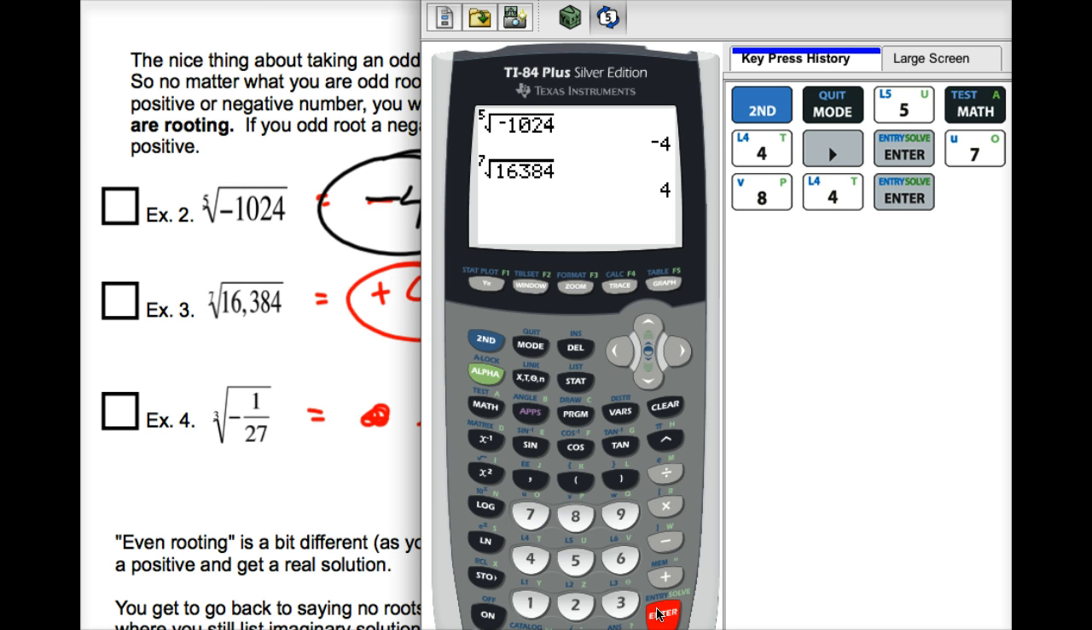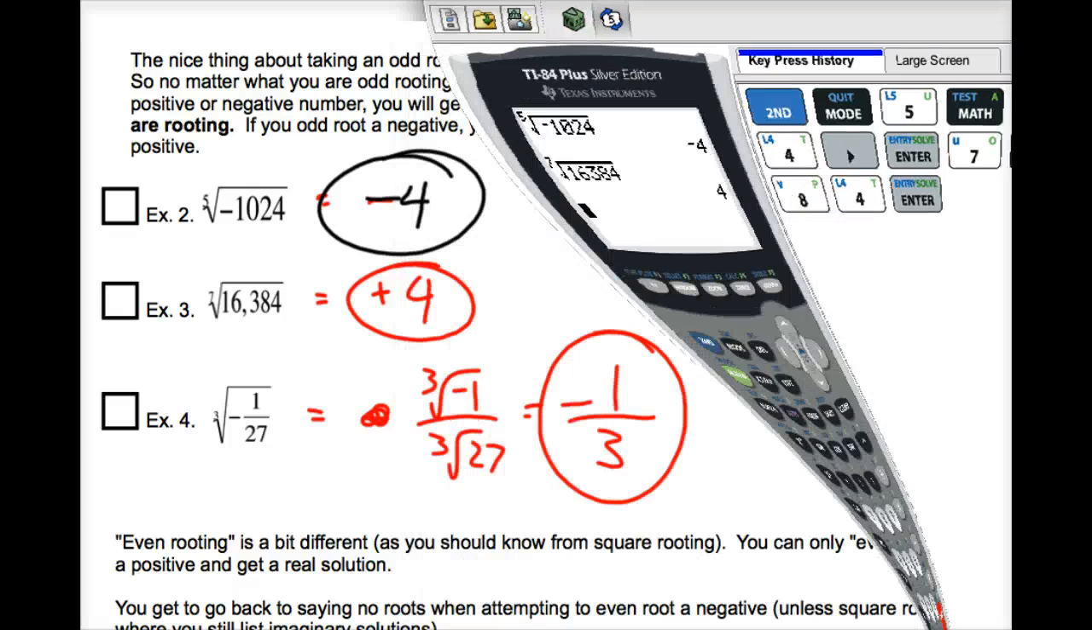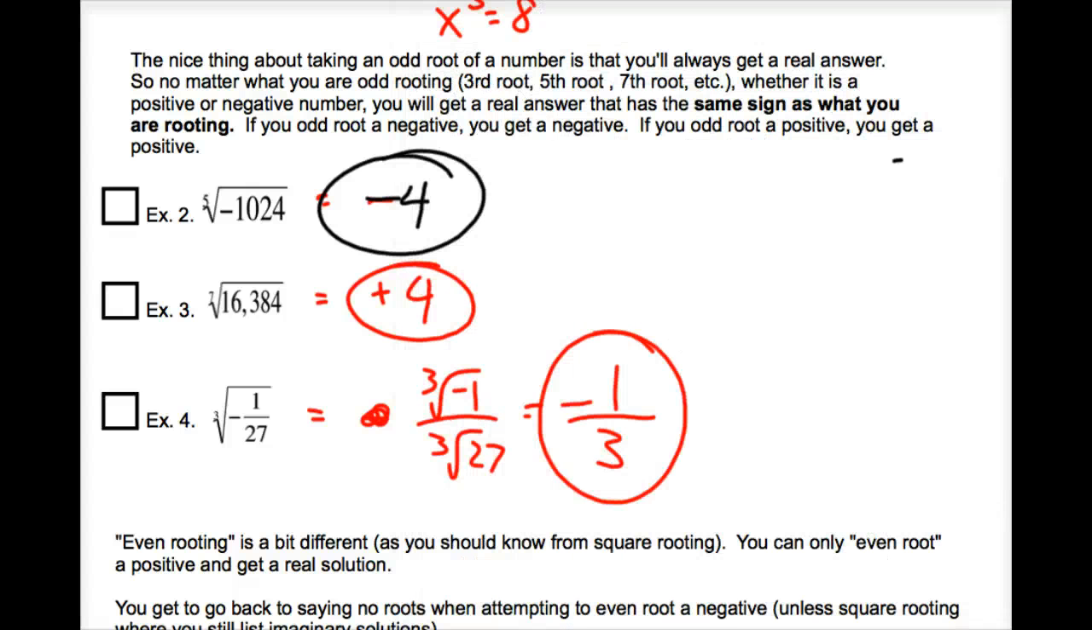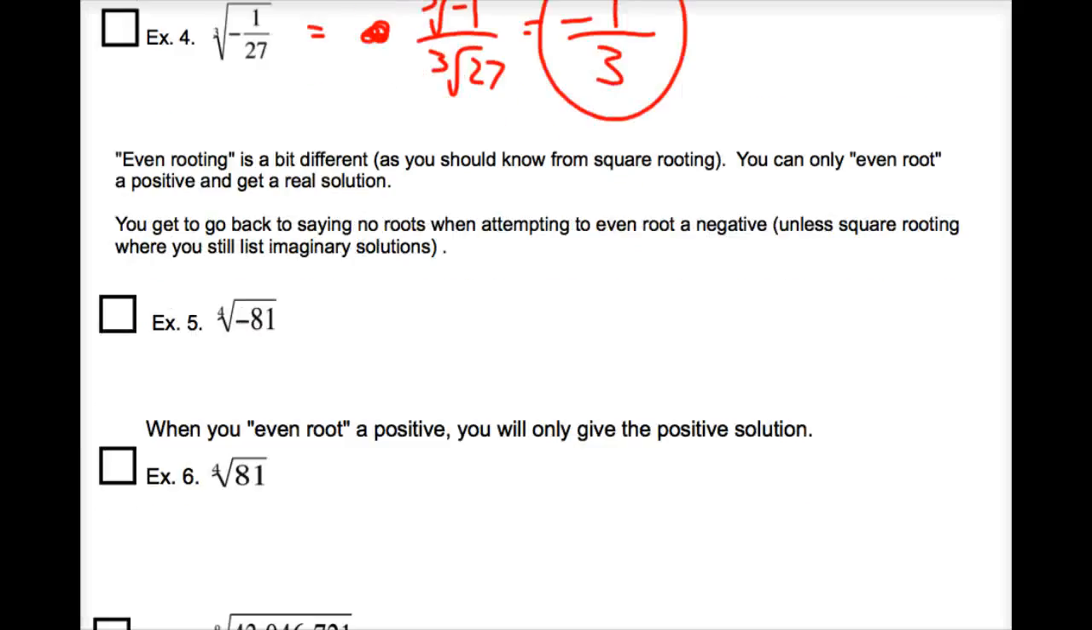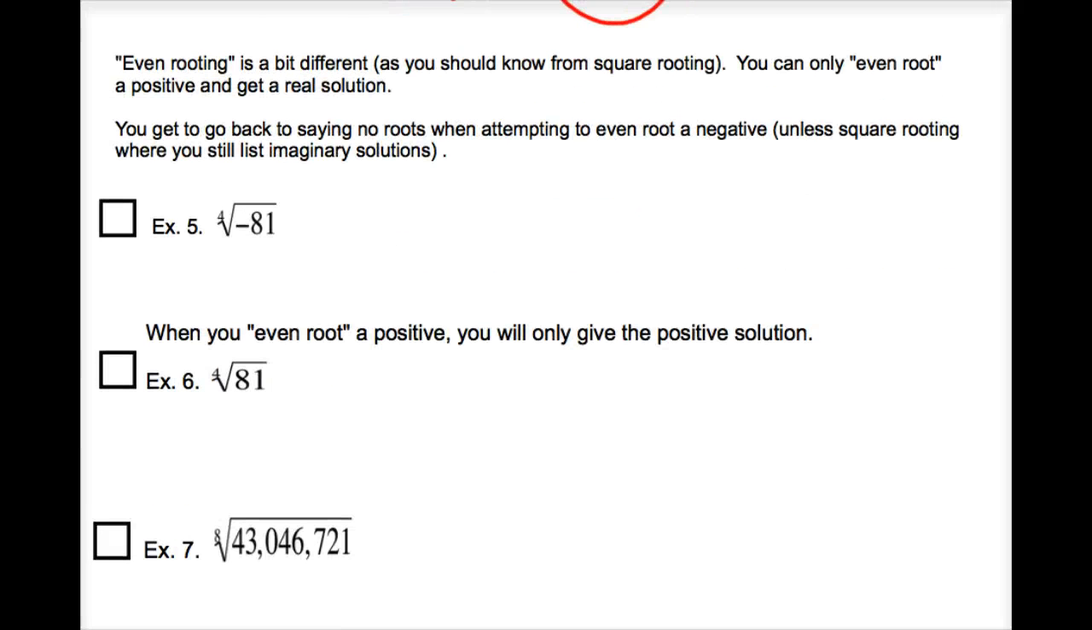So you can use your chart or you can use your calculator. On most of these problems where they're on the chart, it's pretty slick. And so that's odd rooting. Moving on, here we have even rooting. Even rooting we've done before.